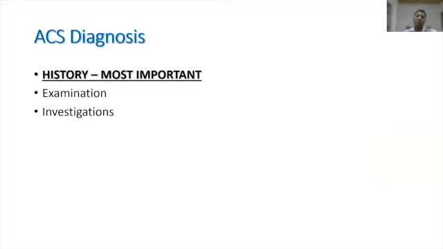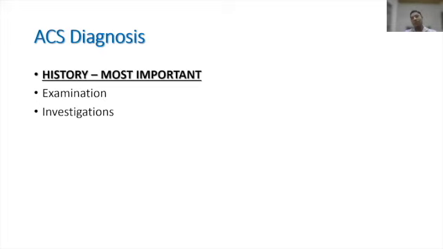So what is most important here? History. If a patient has pain characteristics like a tightening pain radiating to the neck, arm, jaw, anywhere, with sweating and autonomic symptoms, and you are suspecting ACS, please stick with your history, because you may come across normal ECGs even with STEMIs.